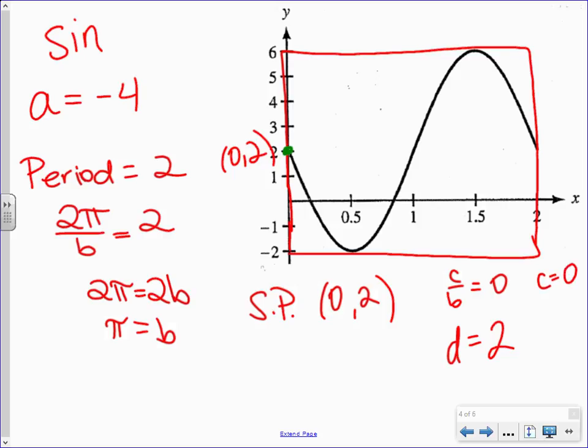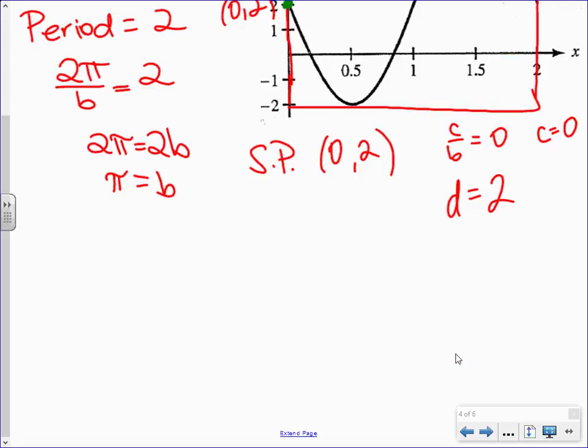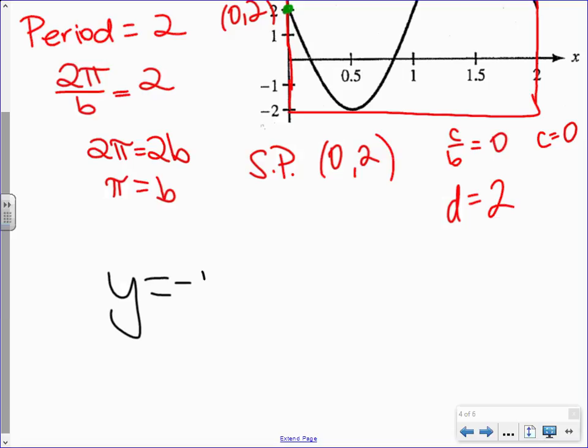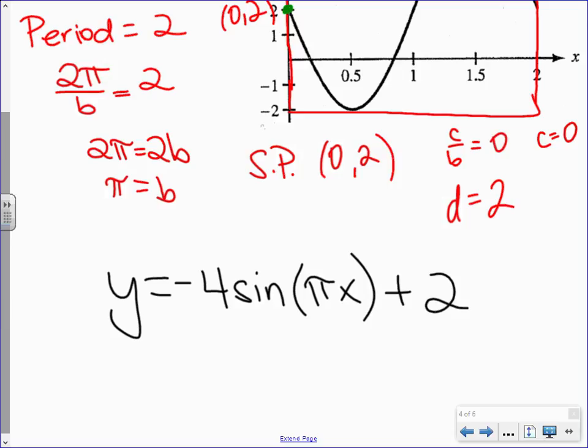Okay? So the equation of this graph is y equals -4 sine of bx. There's no c to worry about, but then we'll add 2 to the end for our plus d. Any questions so far?